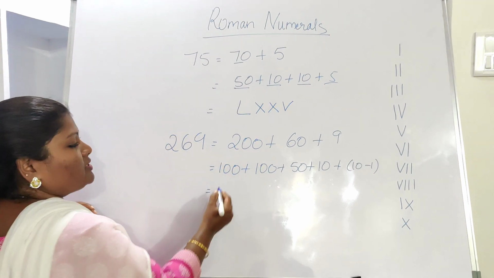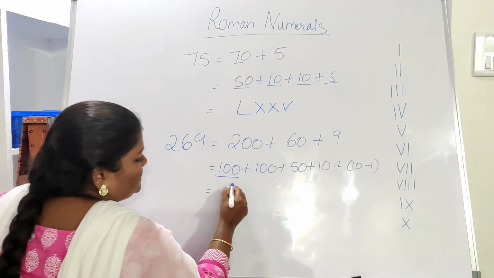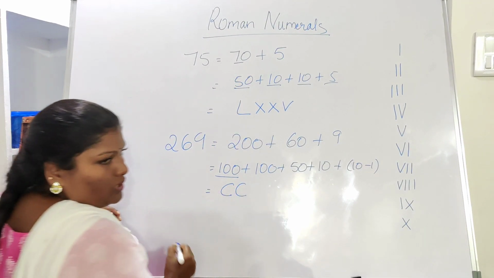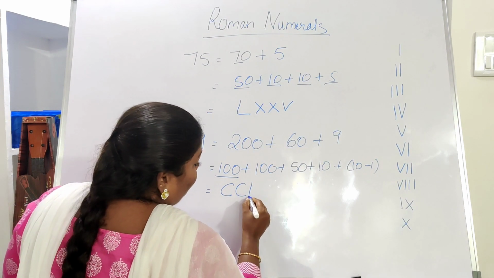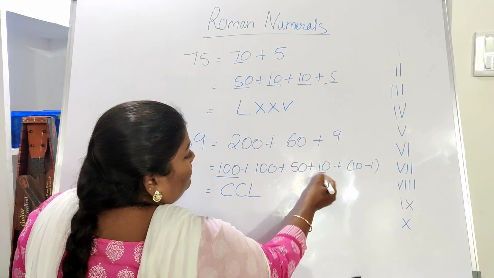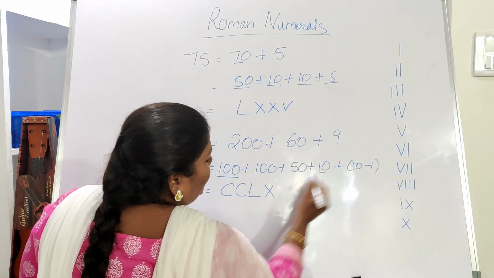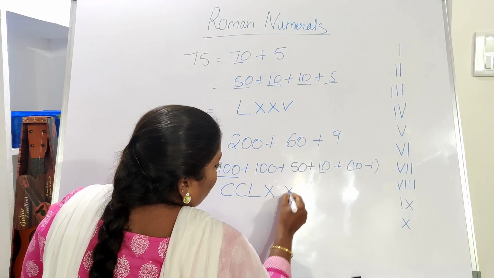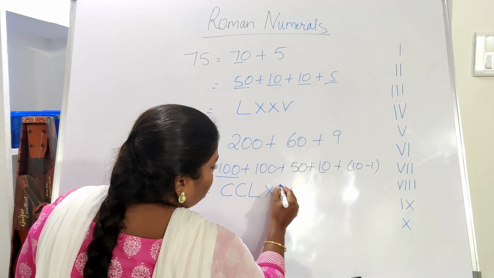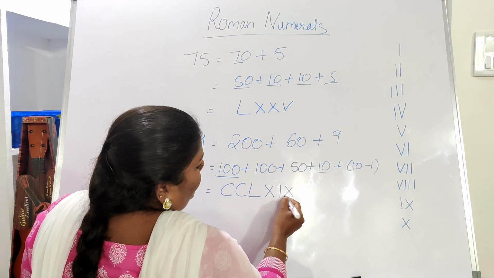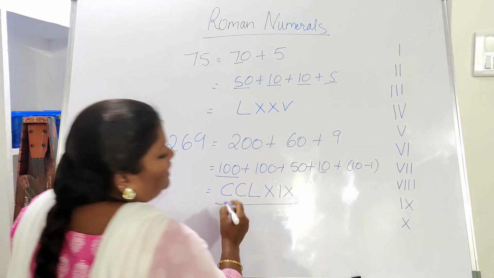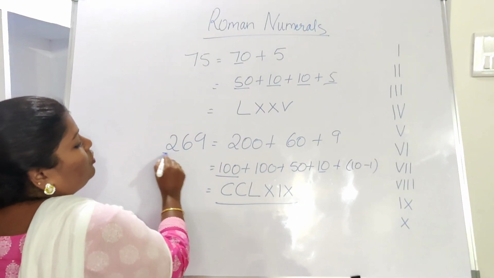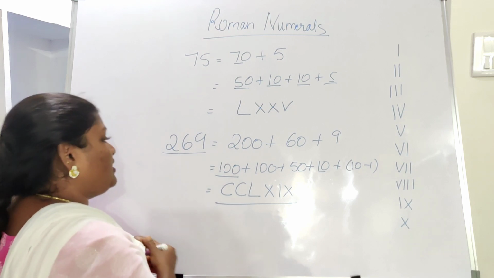So write down the Roman symbols. For 100 it is C, so C is repeated 2 times. For 50 you have L. And for 10 you have X. 9 is X, and 1 is to be subtracted, so write I to the left side. So CCLXIX is the Roman numeral for 269.